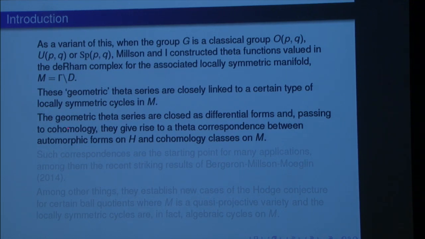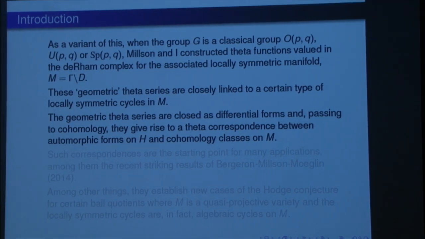They also give rise to a theta correspondence which starts with an automorphic representation, for example, of the other group in the dual pair. Remember, H was the other group. By integrating against the kernel, you end up with a map from automorphic forms on H to cohomology on M. So this is a cohomological version of the theta correspondence.